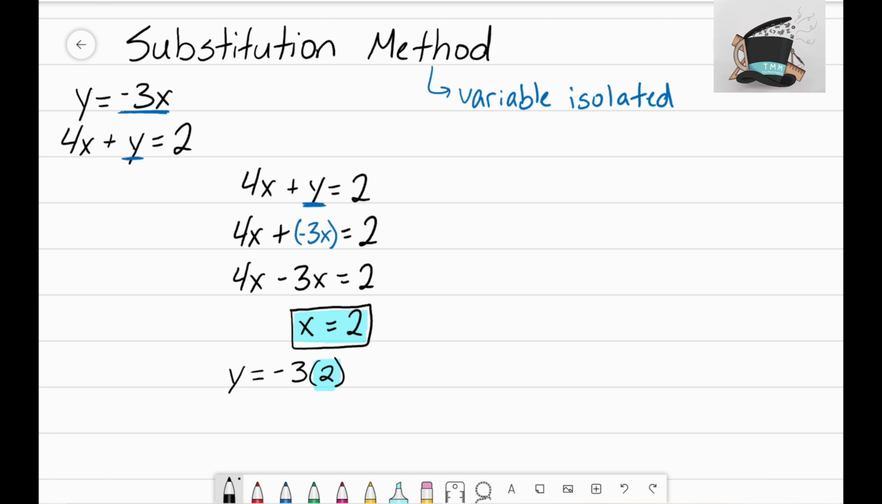And now we just have to solve this. Negative 3 times 2 just becomes negative 6. So y ends up equaling negative 6.